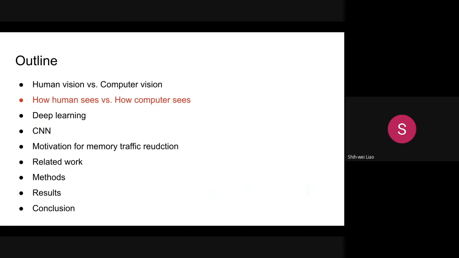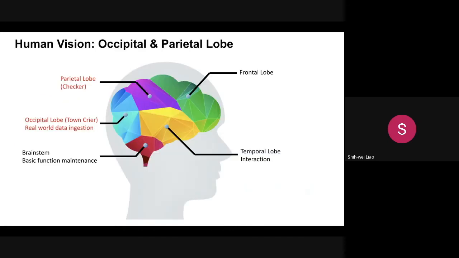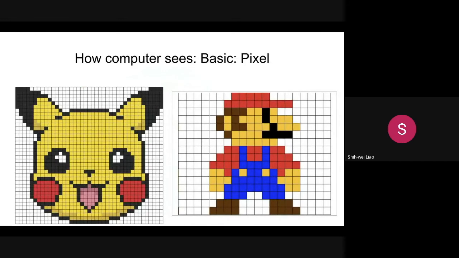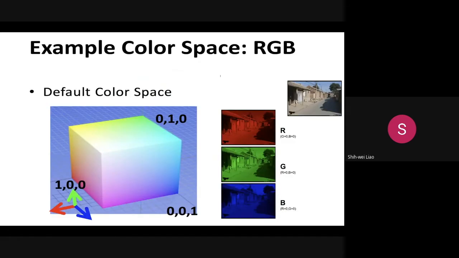How humans see is different from how computers see. If you look at the human brain, the parietal lobe and the occipital lobe are responsible for human vision. But how a computer sees is different. When you see an image, basically it's divided into tiny squares called pixels. And we can see that for an image of 1024 by 1024, you have about 1 million pixels. And each pixel has RGB, we call them channels: red, green, blue channels.